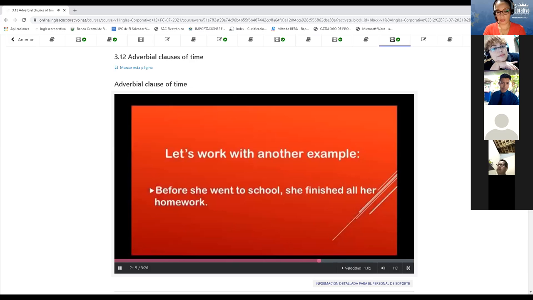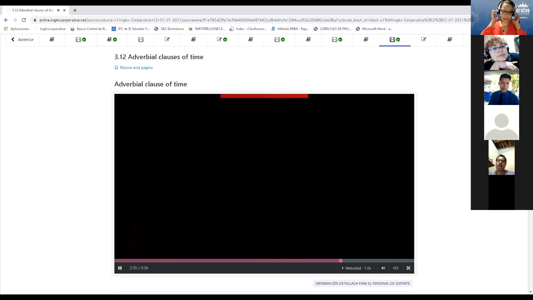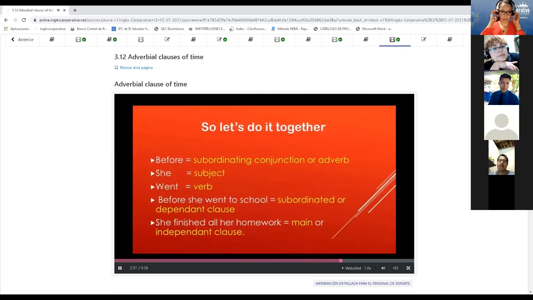Let's work with another example. Before she went to school, she finished all her homework. I will give you a couple of minutes to break down this sentence. Try to do as we did on our previous example. So let's do it together. Before, subordinating conjunction or adverb. She, the subject. Went, the verb. Before she went to school is a subordinated or dependent clause. And she finished all her homework is a main or independent clause.